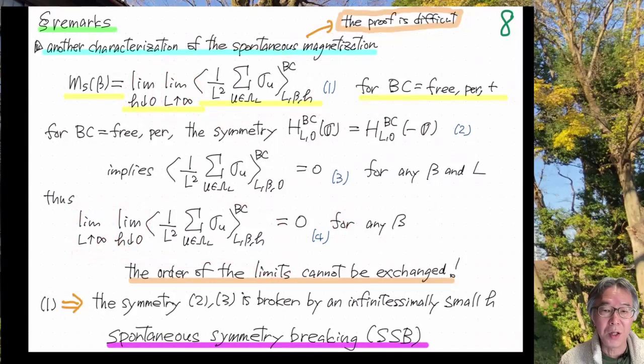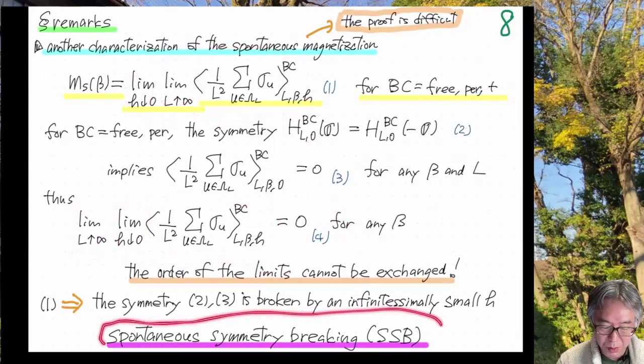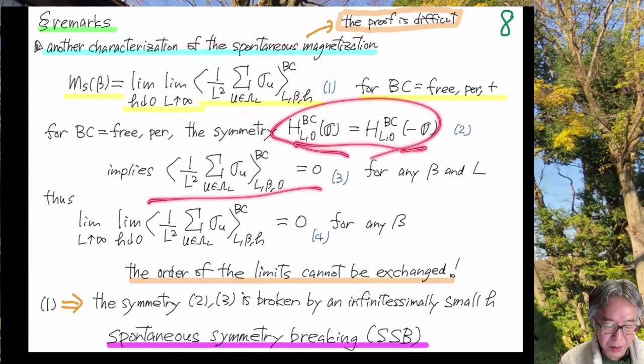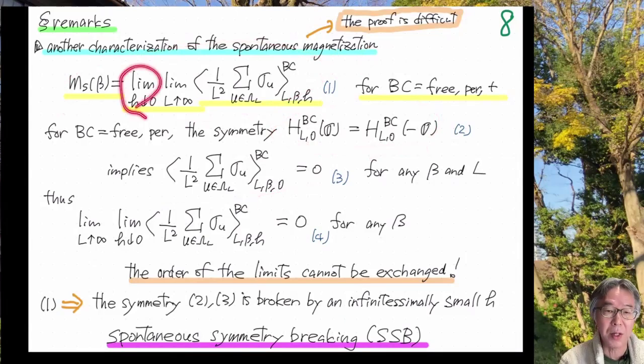Okay. So of course there is something very subtle and delicate going on, and that is called spontaneous symmetry breaking. Roughly speaking, what happens here is that when m_s(beta) is non-zero, this means that this symmetry and its consequence is broken by this thing, which may be interpreted as an infinitesimally small magnetic field. Okay. So this is why people call this spontaneous breakdown of symmetry. You don't have any H anymore, but still the model breaks its symmetry.